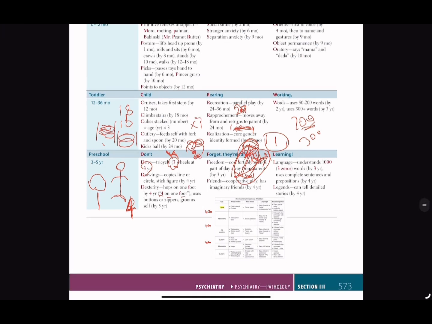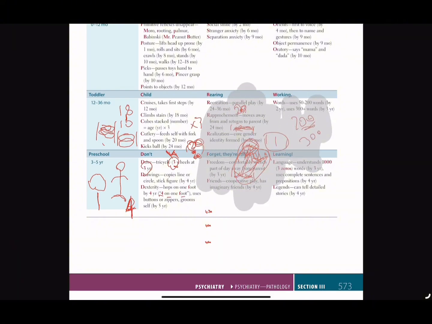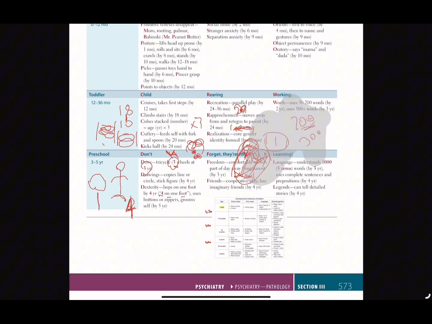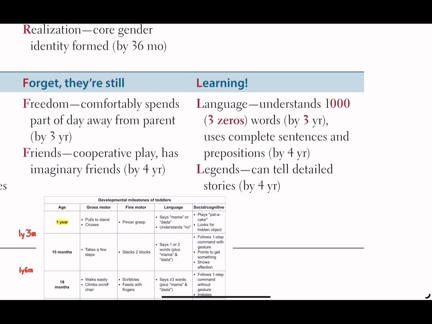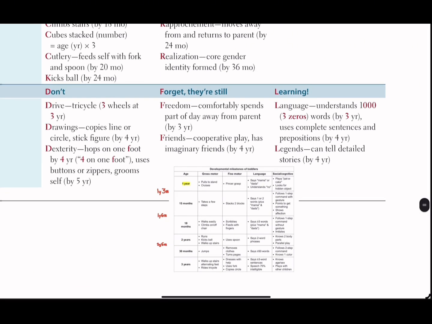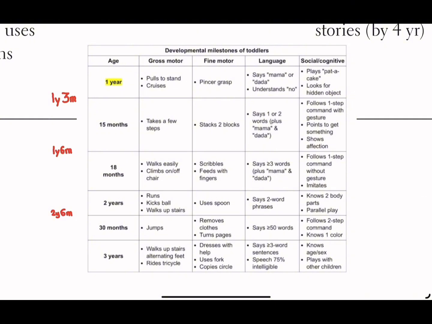Language: understands 1,000 words by 3. So 1,000 has 3 zeros, that's 3 years. Uses complete sentences and prepositions by 4. We said 3 was 300. 4 is not 400. 4 would be saying complete sentences, prepositions. Legends can tell detailed stories. So that's a good mnemonic. Legends can tell stories.